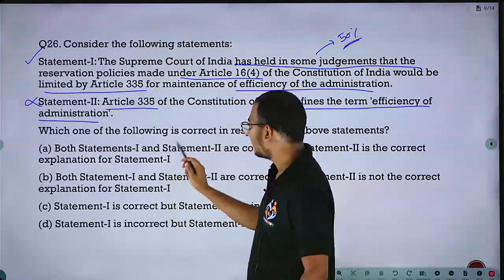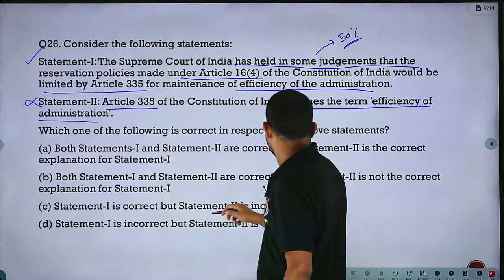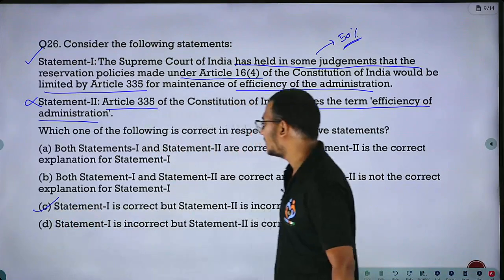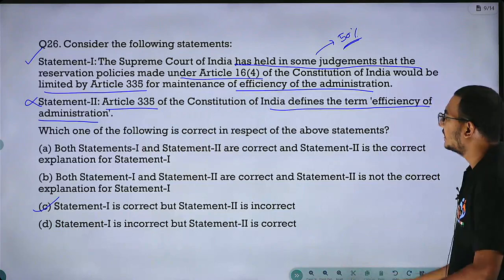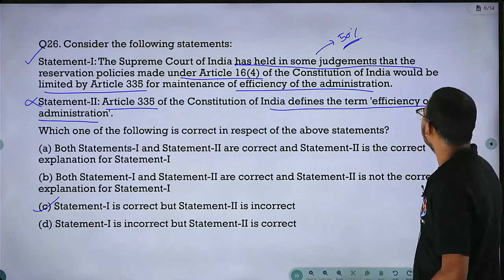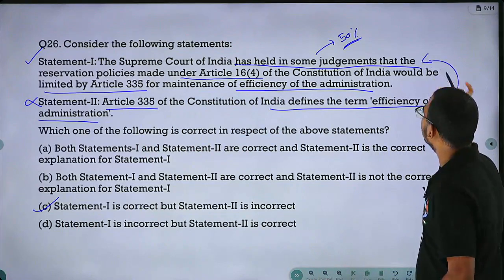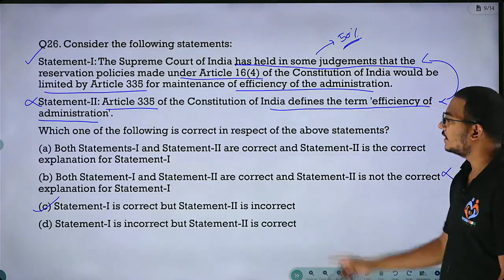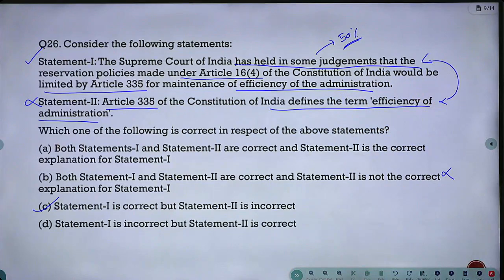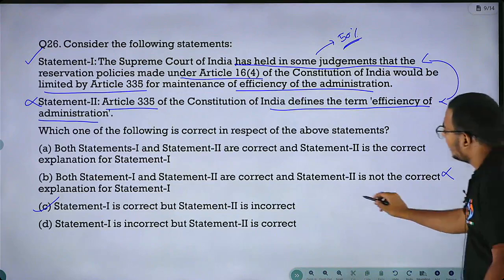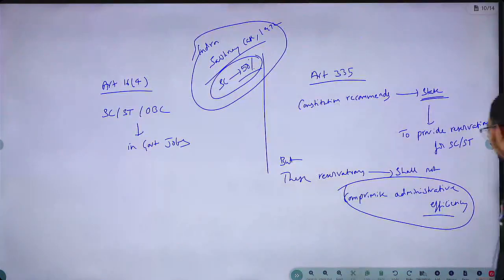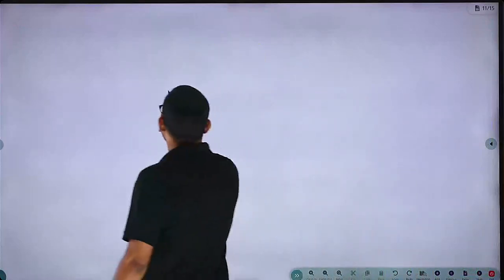So here, okay, this is your option. Statement 1 is correct, but statement 2 is incorrect. Okay, and whenever this is incorrect, this cannot be the correct explanation of statement 1. So this option is also wrong. Okay, so obviously your answer is C. Your answer is C here. So with this, keep one more thing in mind.